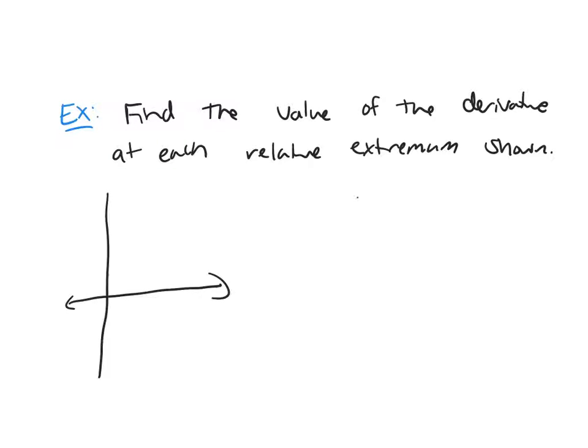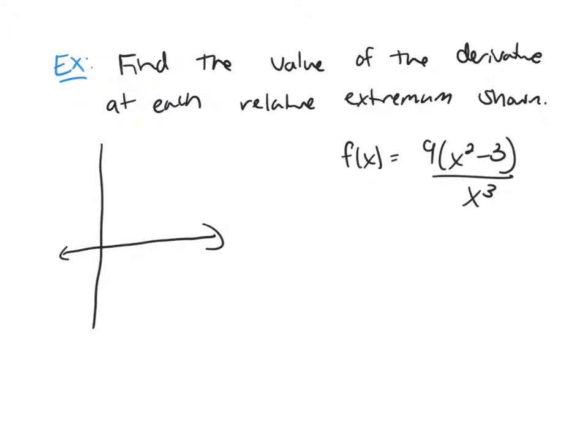I'm going to give you the function f of x is 9x squared minus 3 over x cubed. And now I'm going to give you the graph so you can see the relative extrema. The extrema is right here at this point, 3, 2. And then the graph is going to look like this, and then kind of tapers off slowly there.